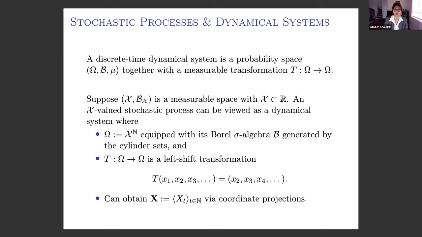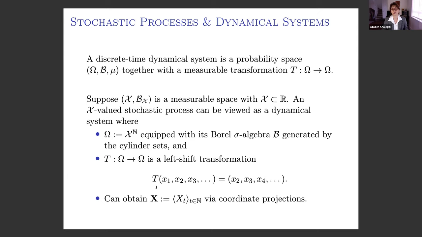Then you can think of a stochastic process as first starting with the sample space, which is the set of all infinite sequences. You can equip that with the Borel sigma algebra, which is cylindrical, so it's generated by the cylinder sets. And then a very simple measurable transformation, which is basically the left shift. So it takes an infinite sequence x1, x2 and so on, and shifts it to the left, so you end up observing from index 2 onwards, right? And now, once you have this measurable space together with a probability measure on it, you can obtain a sequence of random variables basically just by coordinate projections.